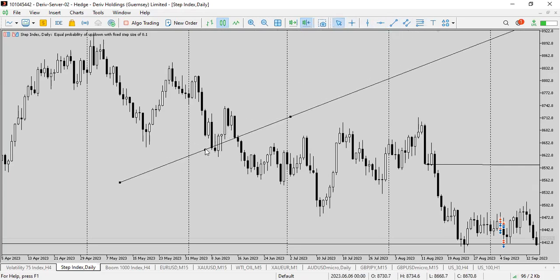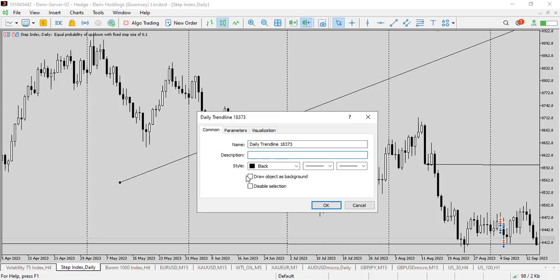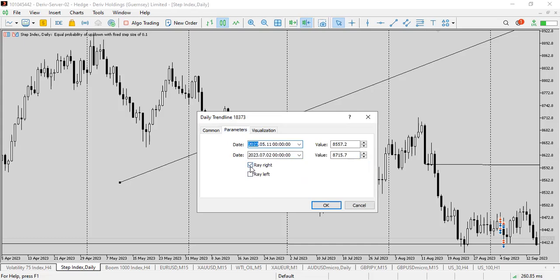Make sure you double click on it first. Then when it shows the points, you right click, properties of daily trend line. You see the properties, you come here, don't choose anything. If you see it checked, just uncheck it, please. Then here, you only do the ray right.